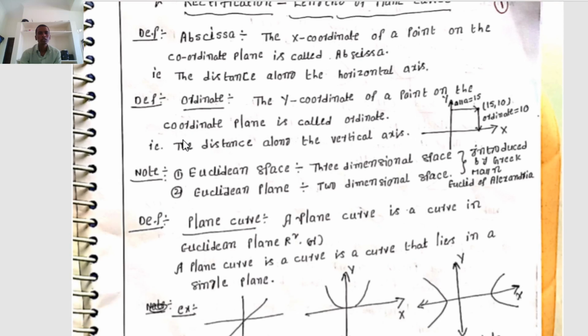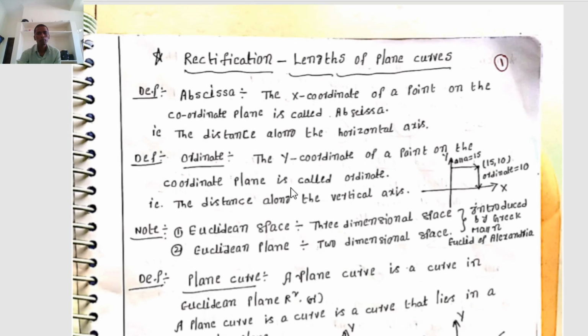Today we are discussing some important definitions and preliminaries of the rectification of length of plane curves. Definition: finding the length of the arc of a curve in the xy plane using some formulas is called rectification of the length of the plane curve.